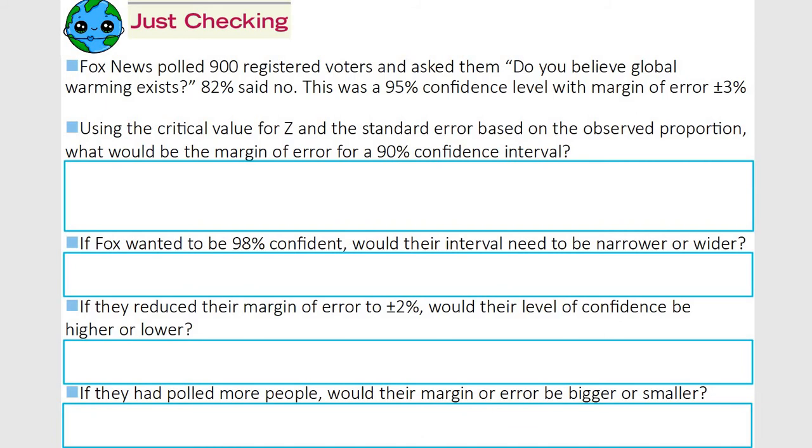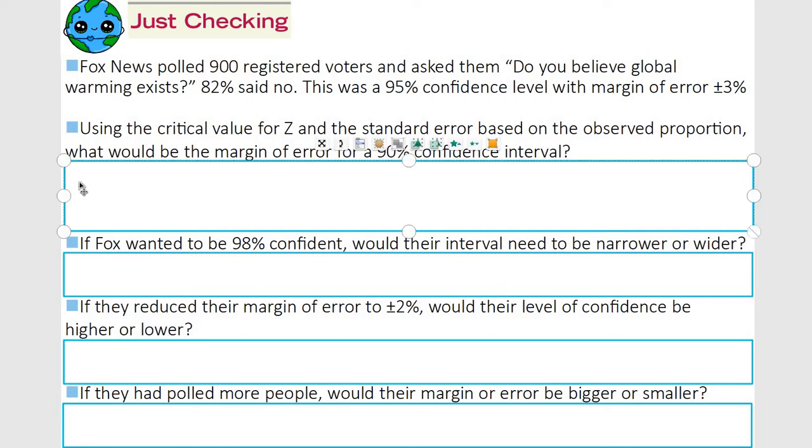Okay, so let's practice some more. So going back to our Fox News poll. All right, what would be the margin of error for a 90% confidence interval? I know, pause it, think about it.